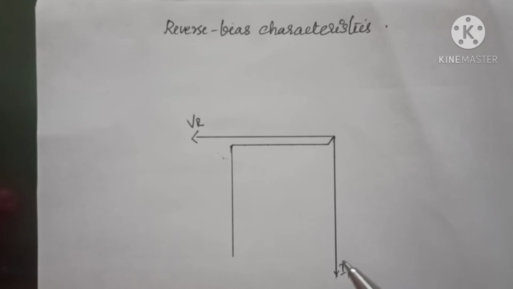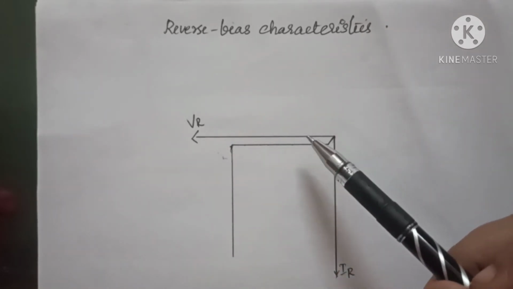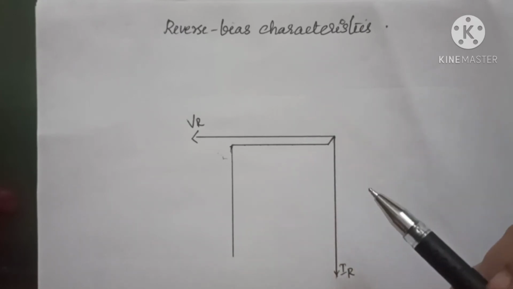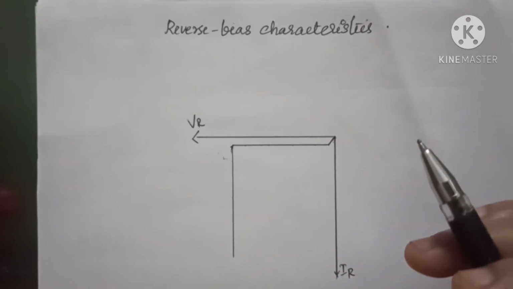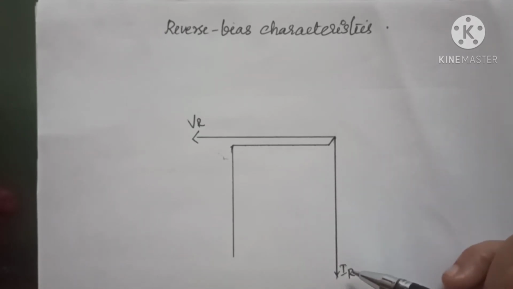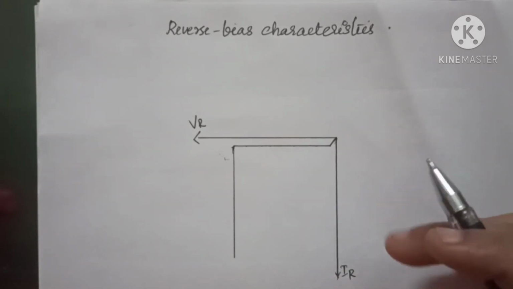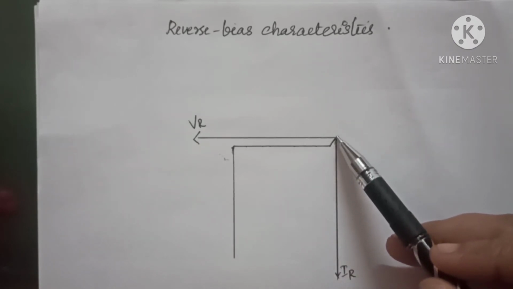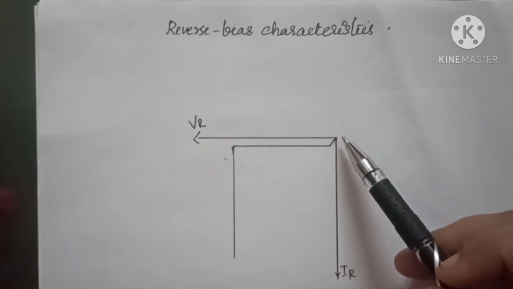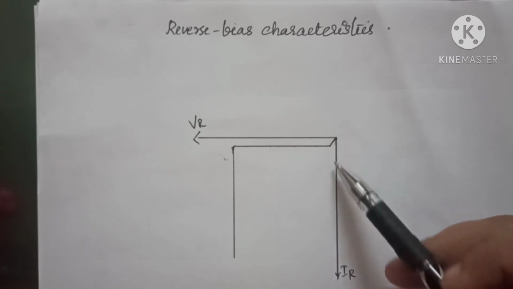That is, the reverse voltage VR is increased from 0 in suitable, equal steps with the help of a rheostat, as you have seen in the diagram, and as a result the corresponding IR is measured in each step with the help of a microammeter. Now the reverse bias characteristic is as shown here. You can see, as the reverse voltage is increased from 0, the reverse current increases. This is the reverse current, right?